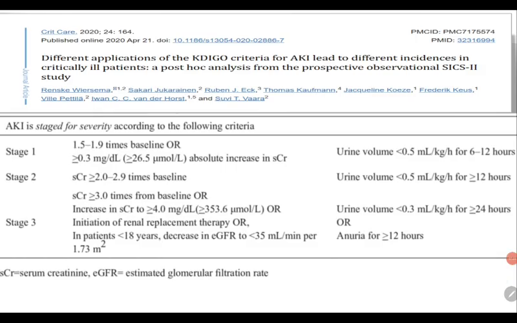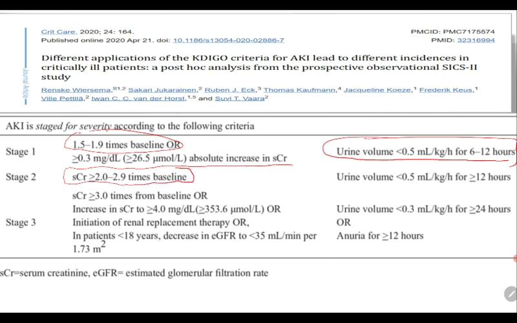AKI staging is done for severity according to the following criteria. Stage 1 is 1.5 to 1.9 times baseline, or an absolute increase in serum creatinine of more than or equal to 0.3 milligram per deciliter, or urine volume less than 0.5 ml per kg per hour over 6 to 12 hours. Then stage 2 is creatinine increased 2 to 2.9 times baseline, and urine volume less than 0.5 ml per kg per hour for more than 12 hours. Okay.